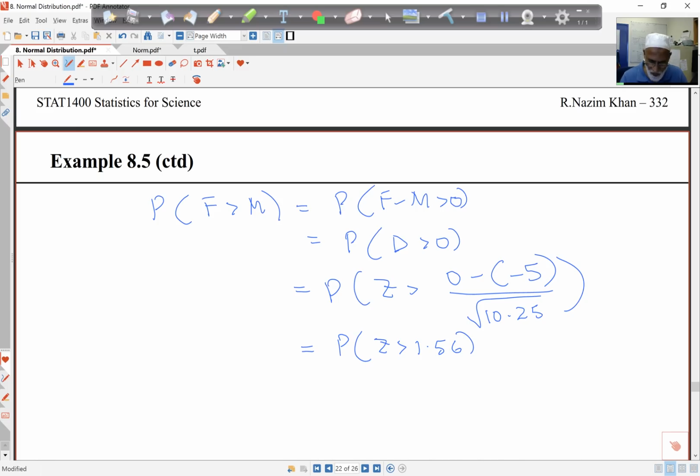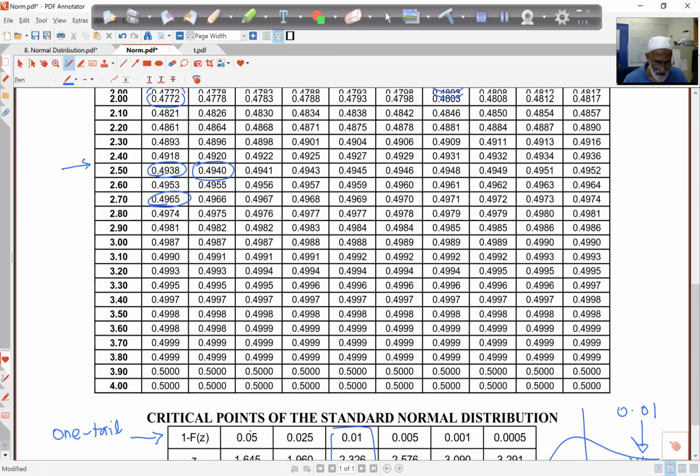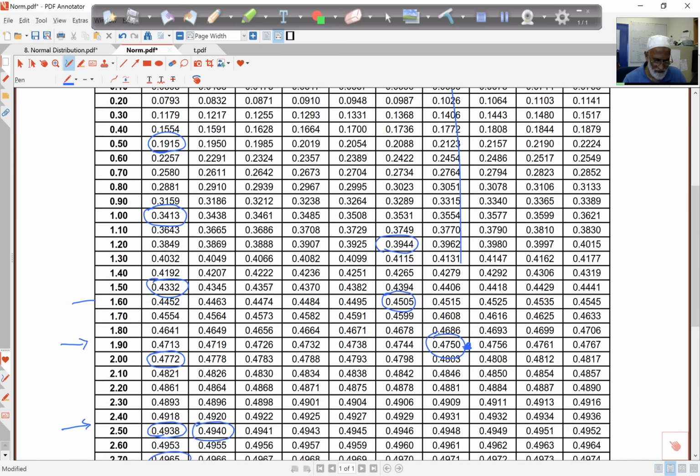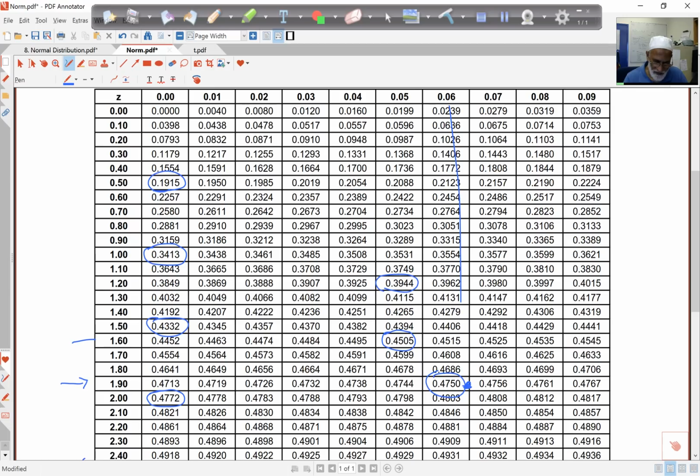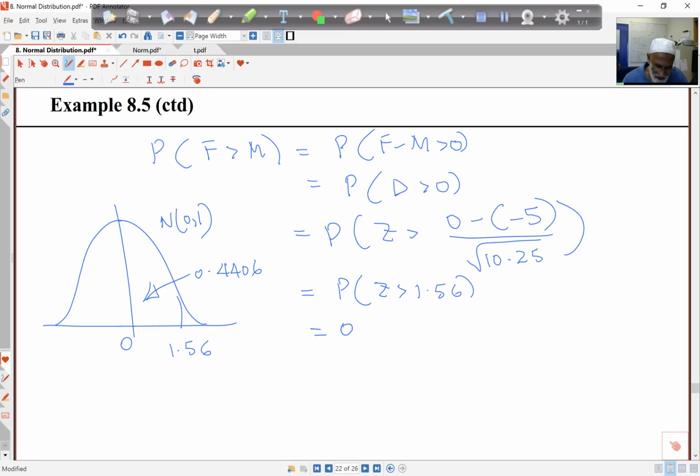It's positive because I've got two negatives here in a row. So I'm looking at the probability of Z being bigger than 1.56. From the tables, 1.56 comes to: there's 1.5 there, and 6 is across here, 0.4406. So the bit I want is 0.5 minus that.